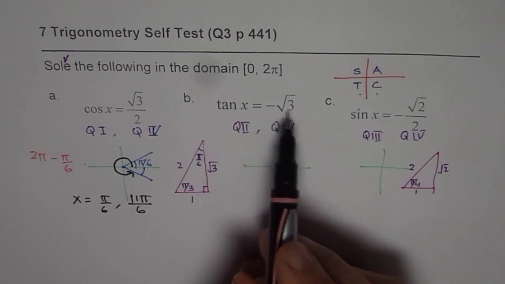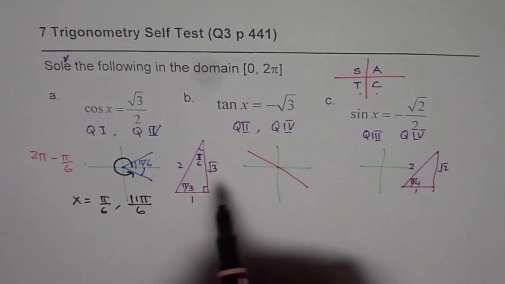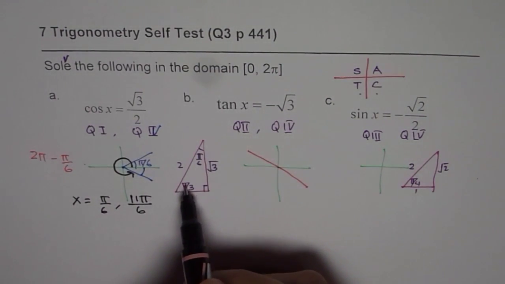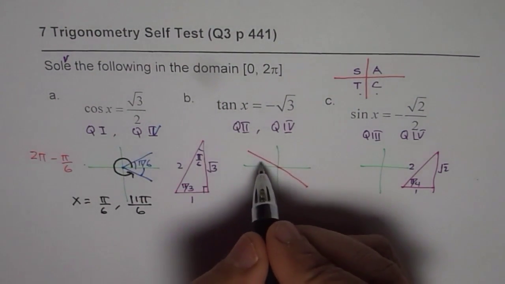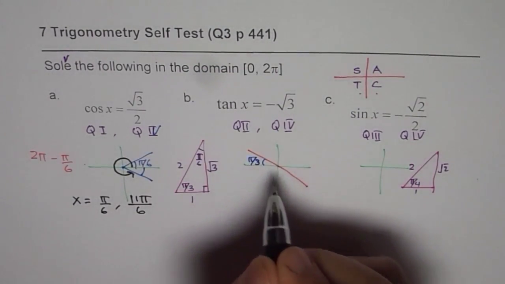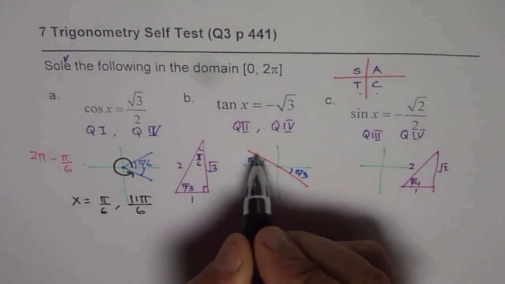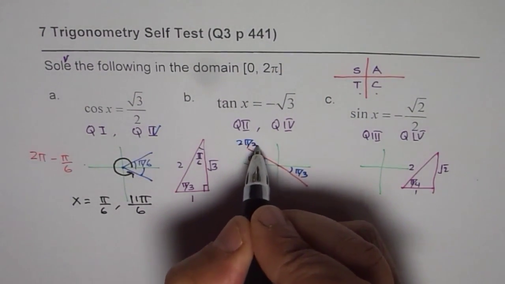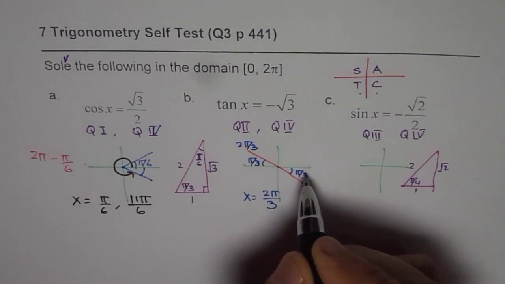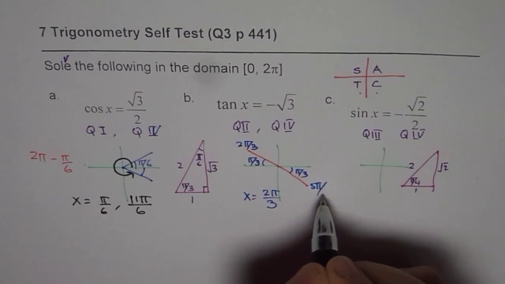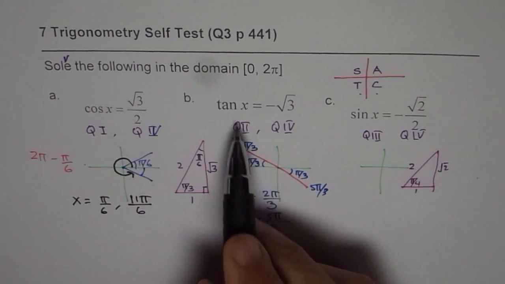Now for tan x negative, we are looking for solutions in these quadrants, correct? Square root 3 means tan is opposite over adjacent, so the acute angle for us is pi by 3, correct? So here the angle is pi by 3 for us, and since this pi is divided into 3 portions, this is 2 pi by 3, the principal angle. So we get x equals 2 pi by 3 or 5 pi by 3, correct? So the other is 5 pi by 3. These are the two solutions for tan x.